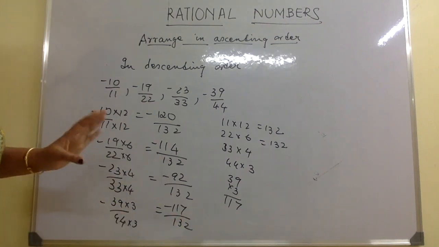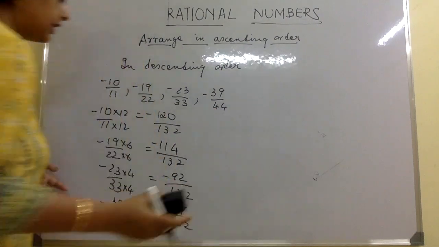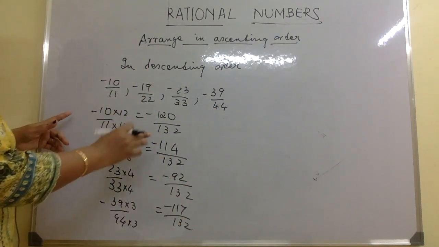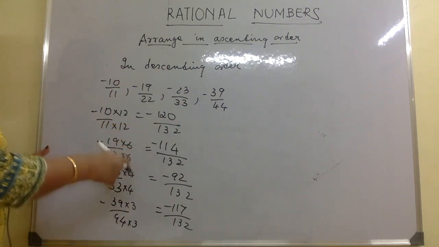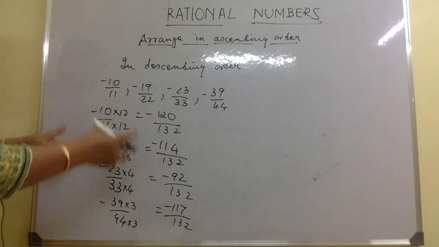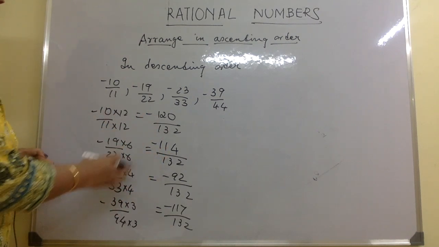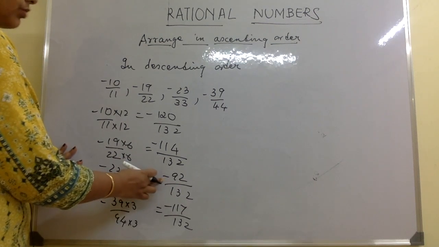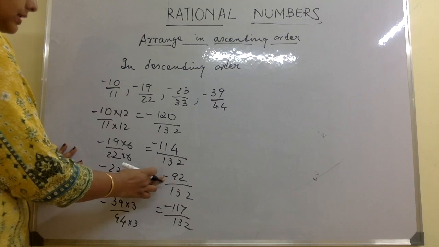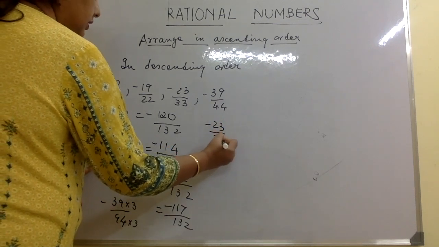So the main job is done now. Okay, now only arranging them. So we will be arranging them now. Here, this is all negatives, that is to be observed first, and then the biggest one comes first now. Okay, the biggest number means the smallest numerator. The smallest numerator is here. That means this is the biggest number here, that is minus 23 by 33.